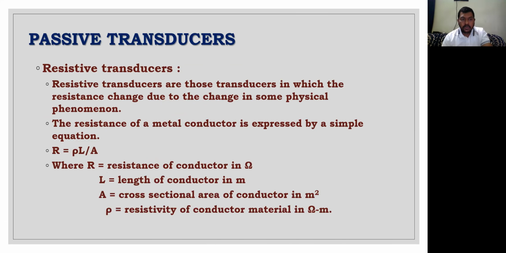So R = ρL/A, where ρ is the resistivity of the conductor material in ohm-meter, A is the cross-sectional area, L is the length of the conductor, and R is the resistance. If you vary any of those parameters, you can change the length, the cross-sectional area, or the resistivity of that conductor. Accordingly, we'll have a change in the resistance, so with this resistance we can increase or decrease the voltage.